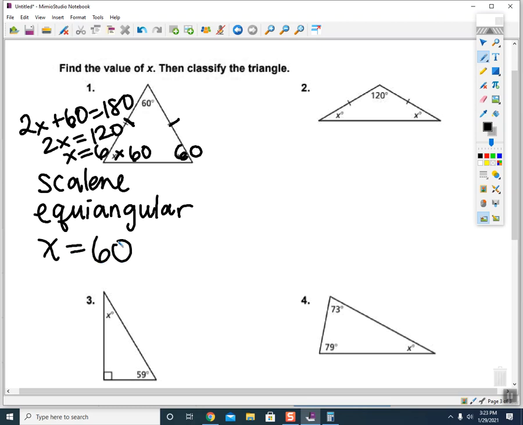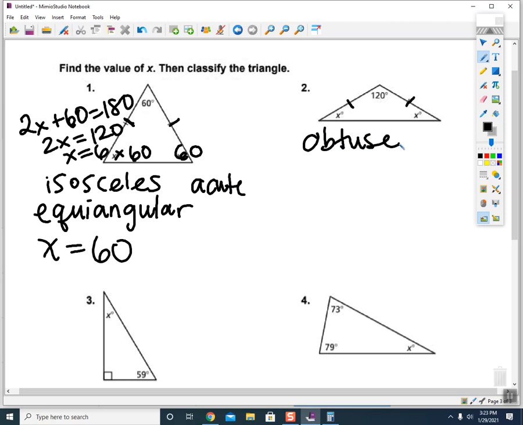Oh, it's not scalene, it's isosceles. I get those mixed up a lot. It's an isosceles triangle, equiangular, x is going to equal 60. If I look at the second one, again, I can look at these two. Oh, this would also be acute if you wanted to throw that in there too. Because then this one is going to be obtuse, and I can see that it's also isosceles.